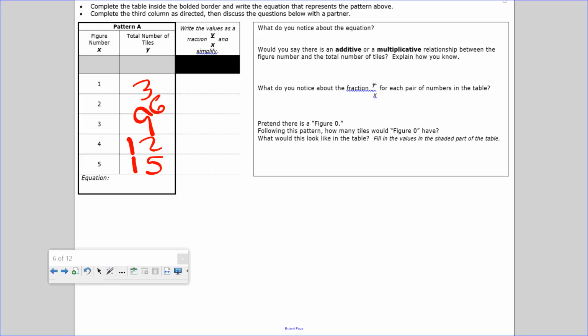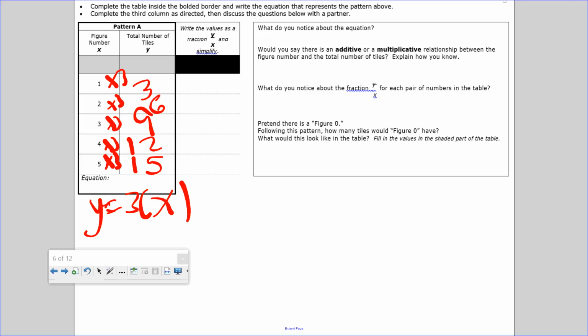So first of all, the expression is 3 times x. An equation is this equals that. We are multiplying, and this equals that. I'm multiplying the figure number by 3. So to find the total number of tiles, I have to multiply the figure number by 3. So the equation would be y is equal to 3x.